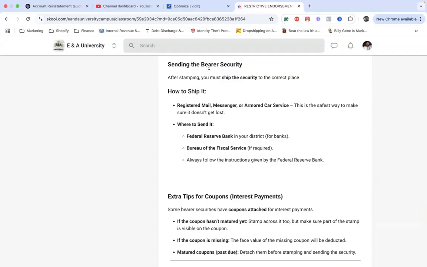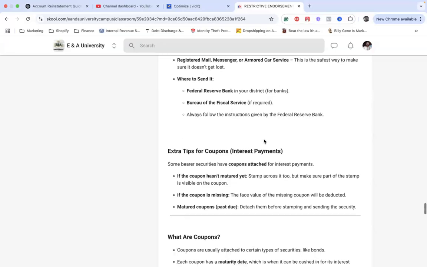Now we just cover how to send it. I know it mentions things like armored service truck, but that's just what it says. That's what they're saying, so I'm clearing it up. We want to send this specifically via registered mail. You want to send it certified with a green return receipt, so that you can track it and they have to send you back the green return receipt once they've received it.